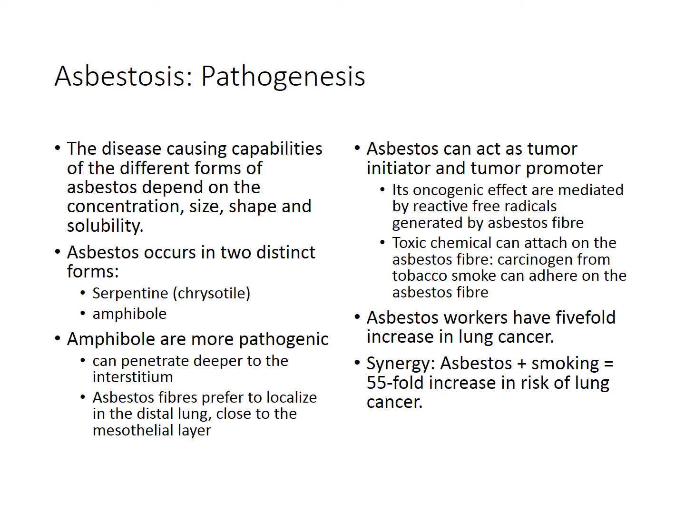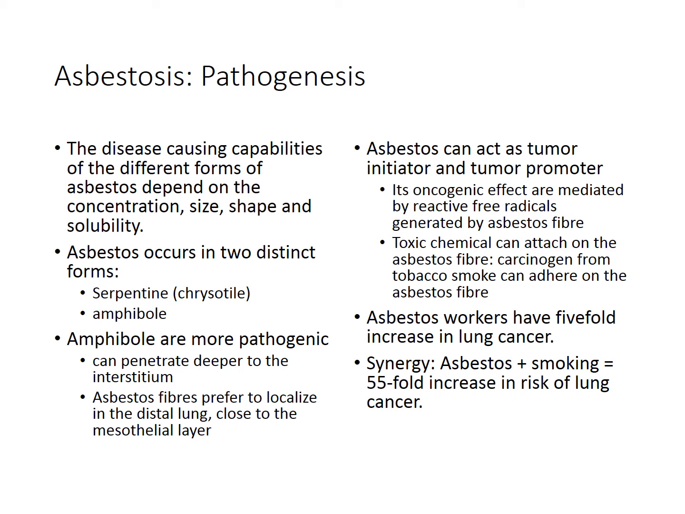Asbestos occurs in two distinct forms, serpentine and amphibole. Amphibole are more pathogenic. They can penetrate deeper in the interstitium, and asbestos fibers prefer to localize in the distal lung, close to the mesothelial layer.